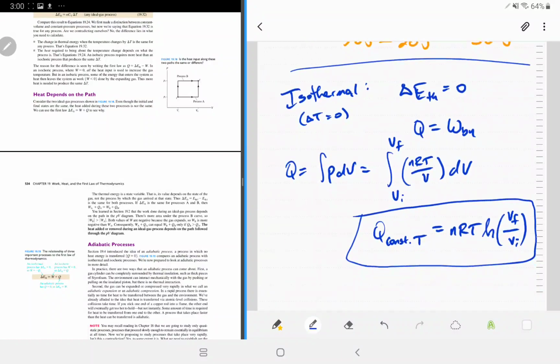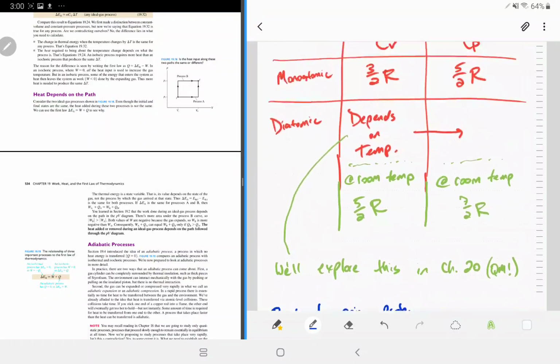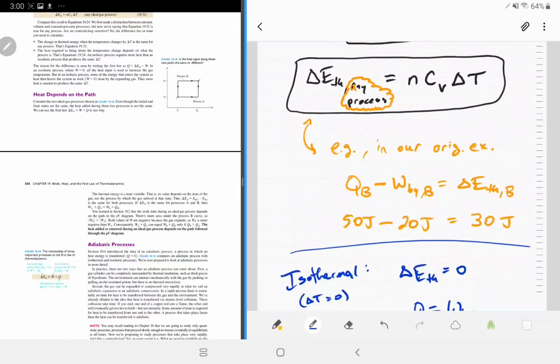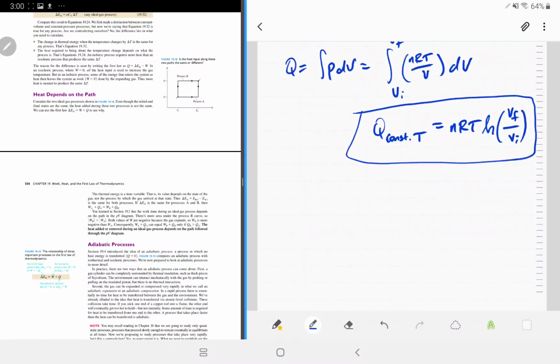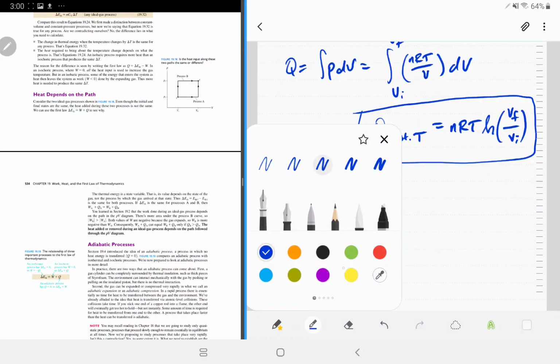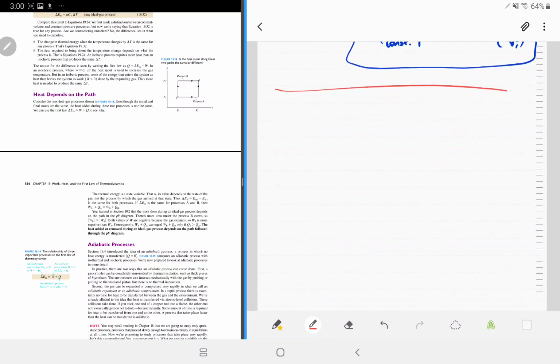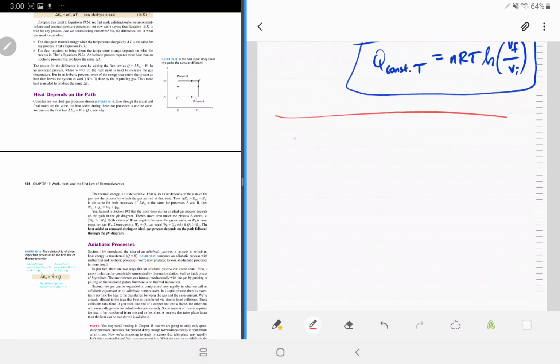Okay, so far we have 3 different formulas for Q. For constant volume and constant pressure, we have nCV delta T and nCP delta T. For constant temperature, we have nRT log of the ratio of volumes. So the only other thing left to explore is a new type of process that you haven't seen before. These are called adiabatic processes.